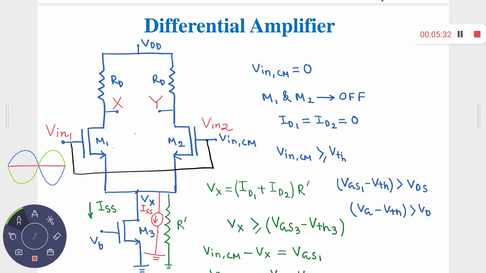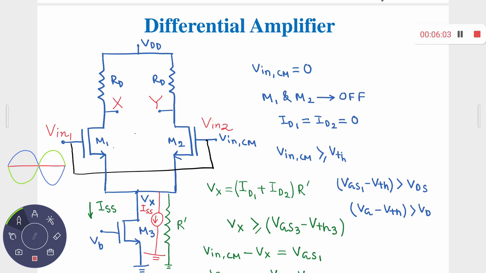Okay, so now suppose we vary this V in CM, this input common mode level, from zero only. Let's start it from zero, not from negative. Now, these are NMOS with some finite non-zero threshold voltage, VTH, maybe 0.2 volt, 0.3 volt, 0.4 volt. Now what happens when this V in 1 and V in 2, both of them, the input common mode level, are equal to zero?